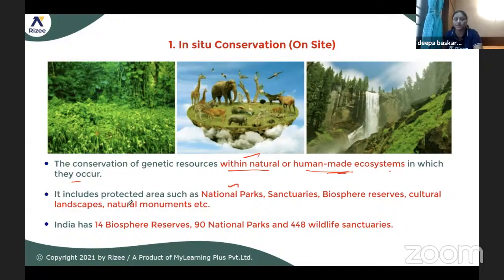So what comes under in-situ conservation? One is national parks. The second one is sanctuaries. The third one is biosphere reserves. The fourth one is cultural landscapes. And the fifth one is natural monuments. We are going to see them one by one. In India, in total, 14 biosphere reserves, 90 national parks, and 448 wildlife sanctuaries are present. You have to remember the numbers: 14 biosphere reserves, 90 national parks, and 448 wildlife sanctuaries.